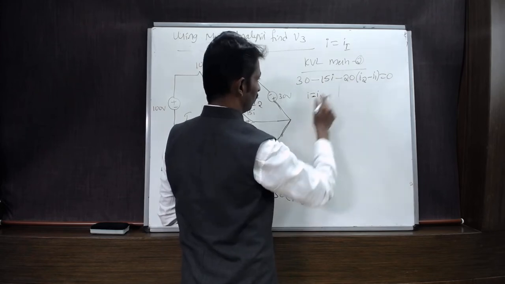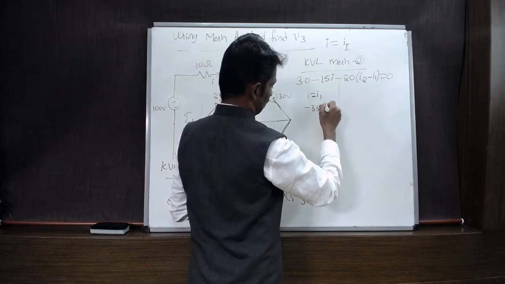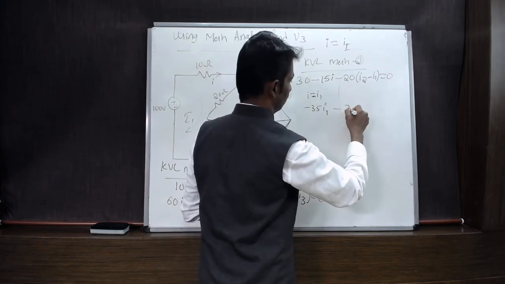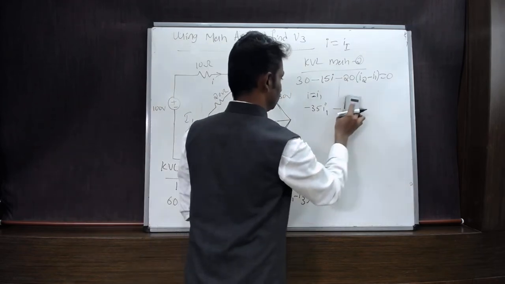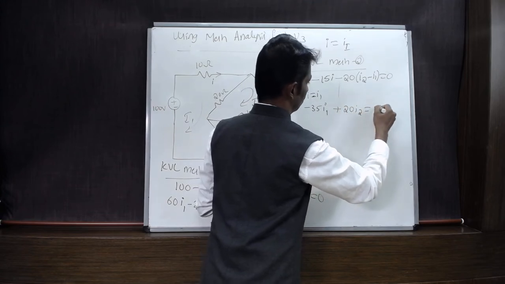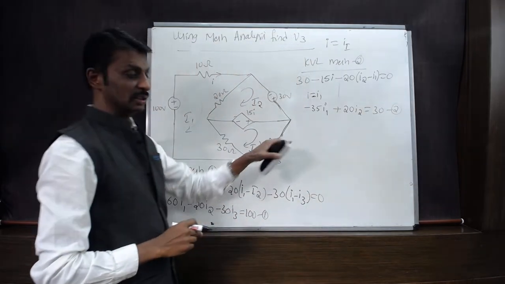Let us substitute I is equal to I1 and find the equivalent value. So 15 and 20 will become minus 35 I1, and 35, 20 and 15 will become 20. So plus 20 into I2 will be equal to 30. Call this equation number 2.